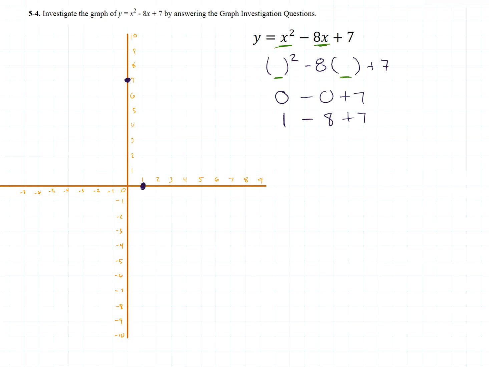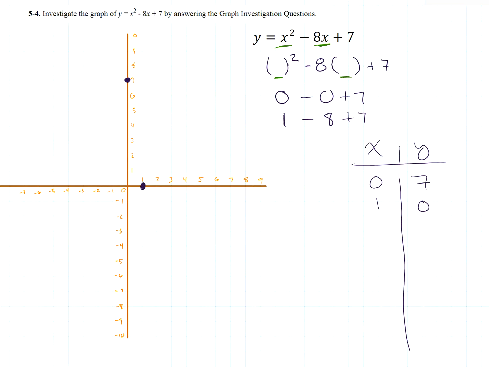It would be nice to look at a little bit more organized table of values. I do know for a fact it's better to organize yourself in some way, right? So x's and then I find the y's. So when x was 0, we got a 7. When x was 1, we found that y was 0. Let's try it for 2 now.